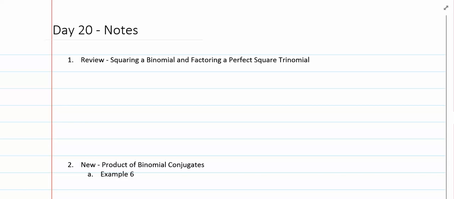Day 20 Notes, Advanced Algebra 2. Today we're going to continue looking for patterns when we multiply binomials and we find their quadratic results. First off, let's review a couple things from yesterday, Day 19.